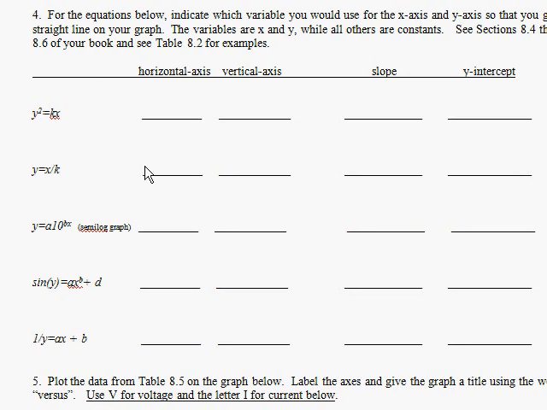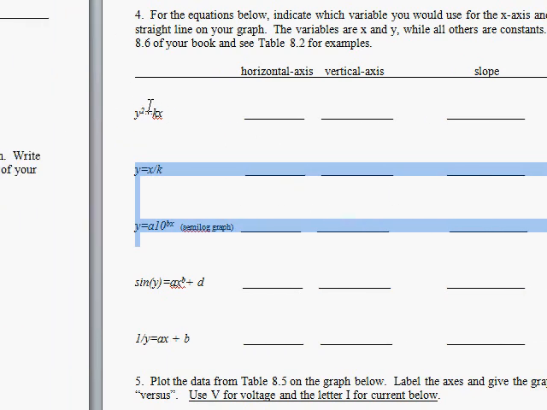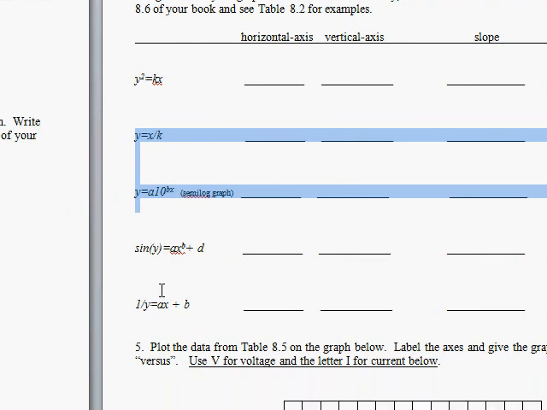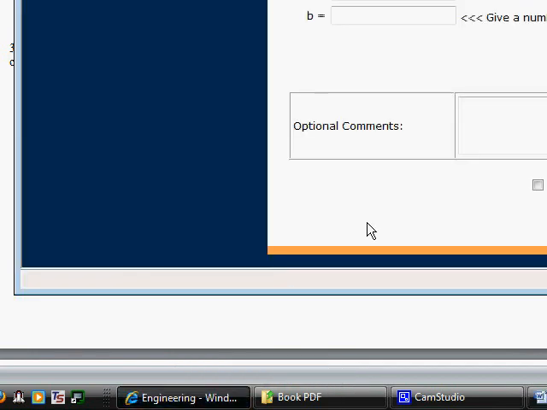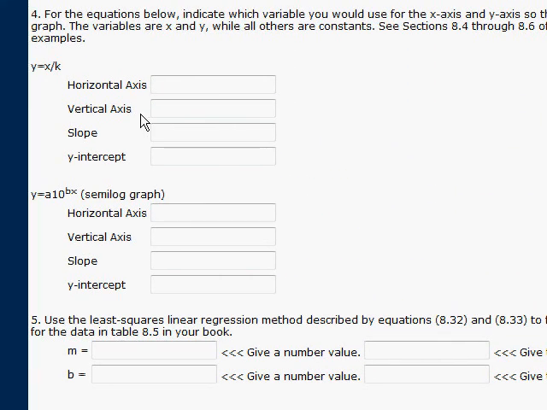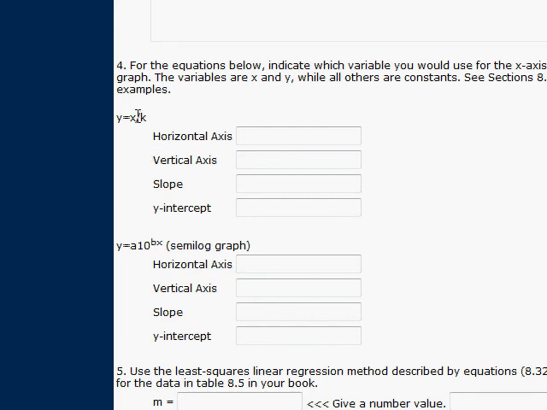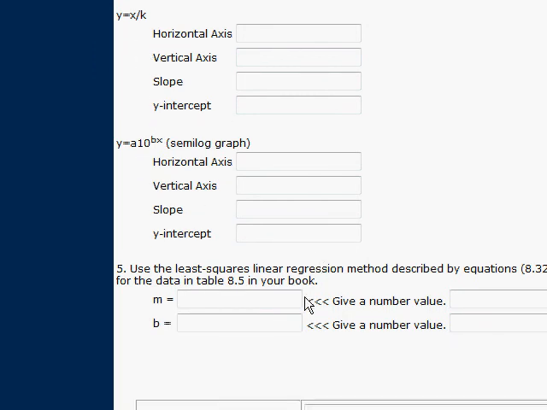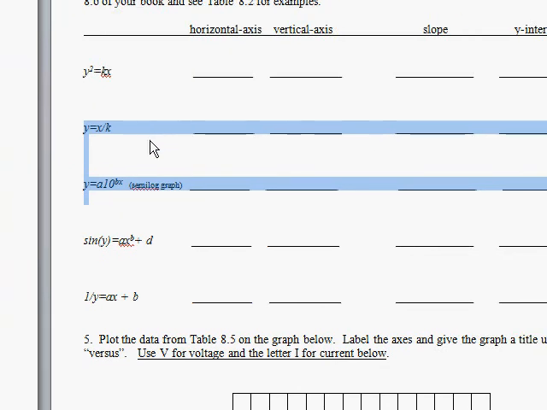For problem number 4, I'm only asking you to do these two problems on your own. The first one and the last two, I'm going to give you the answers here in the video in just a moment. So just to remind you, you're going to be entering these into the web form online, and so you want to type in your answers for the horizontal axis, vertical axis, slope, and y-intercept for those two middle problems, well, somewhat middle problems, the second and third problems.